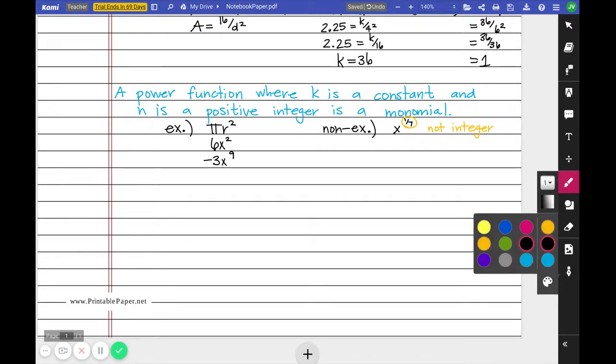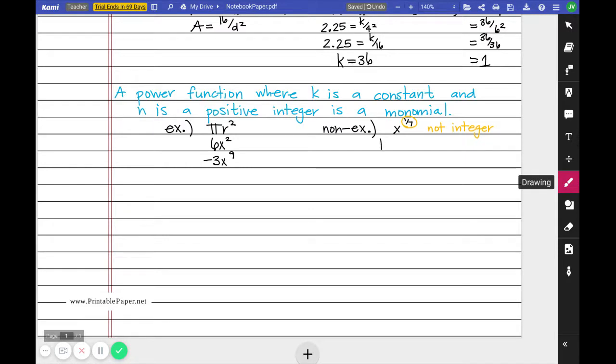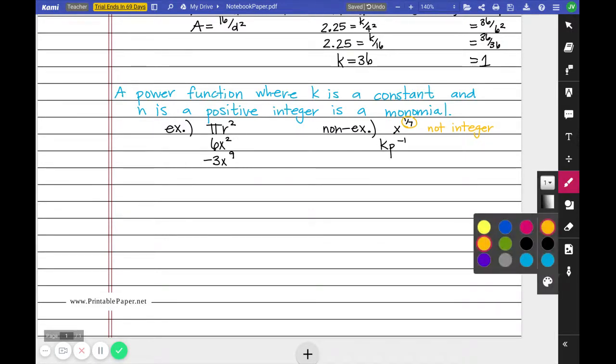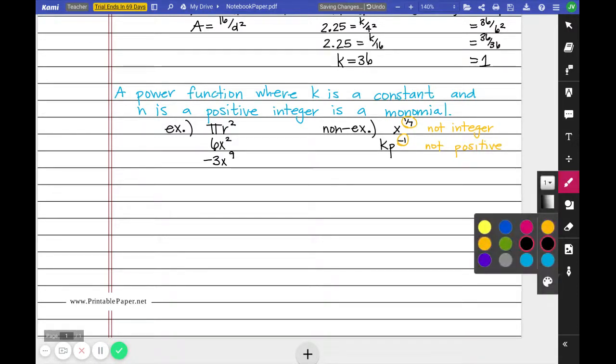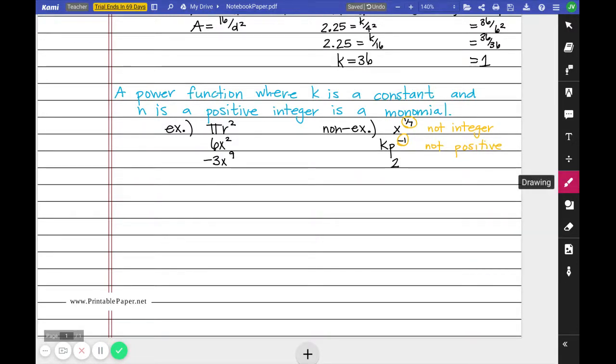Look at another one. K, p to the negative 1. It's an integer, but it's not positive. And then last but not least, 2 to the x. That's not even a power function.